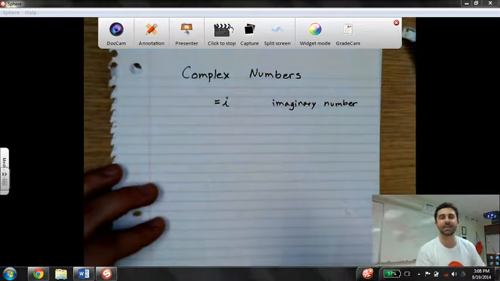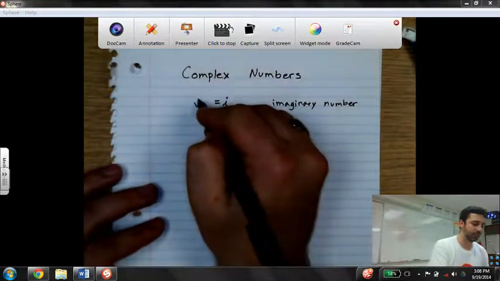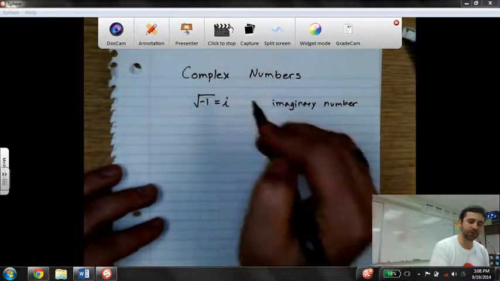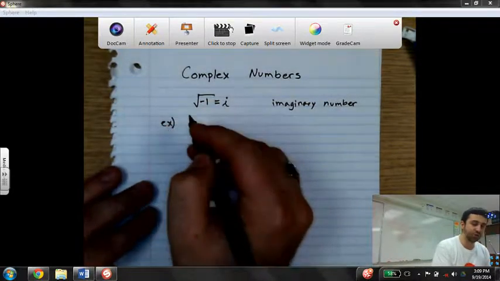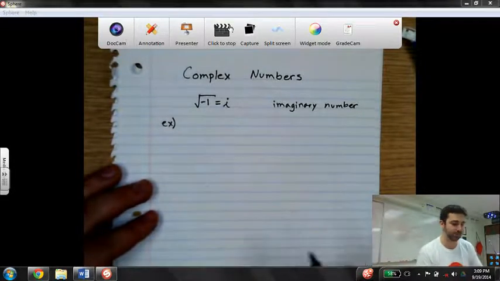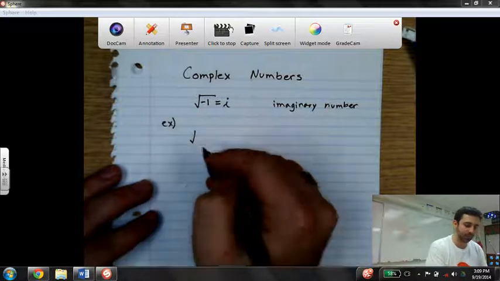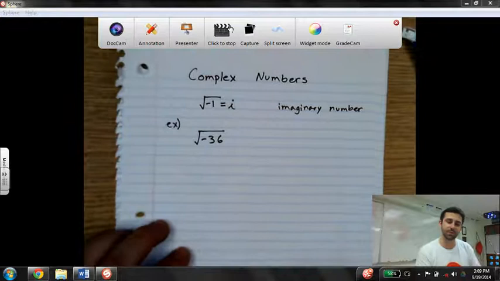And by definition, the number i is the square root of -1. The reason we have this, and you've probably heard throughout other math classes, you can't have a negative in the radicand or under the square root. Well, it's somewhat true. Take the square root of -36, for example.